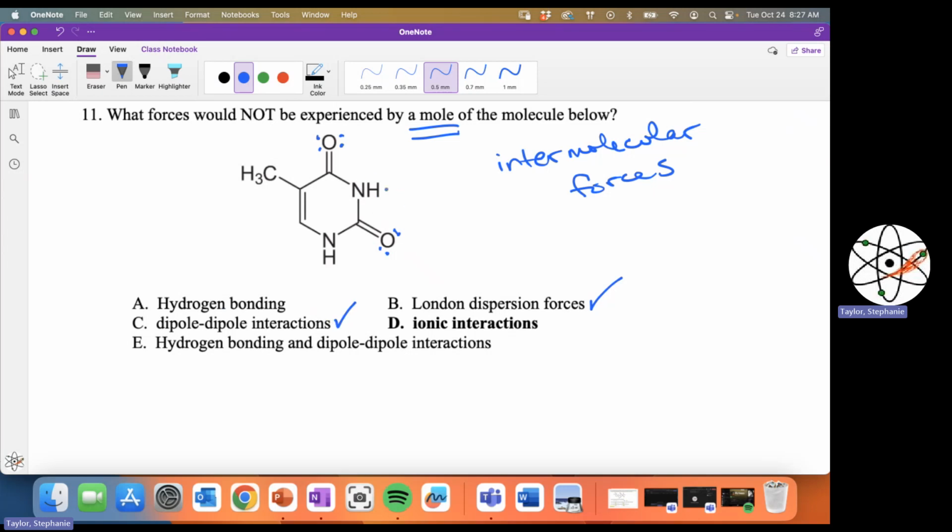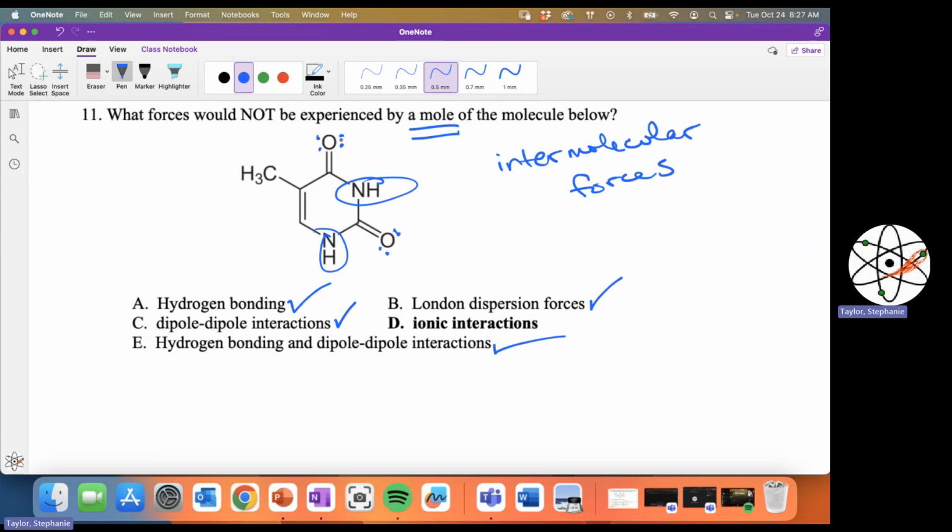And I have nitrogens and hydrogens together. So I absolutely have hydrogen bonding, which means I can have hydrogen bonding and dipole-dipole interactions because those are both hanging out in the molecule, but in different places in the molecule. Also, technically, you could argue that hydrogen bonding is itself a dipole-dipole interaction. Anyway, those are also there.